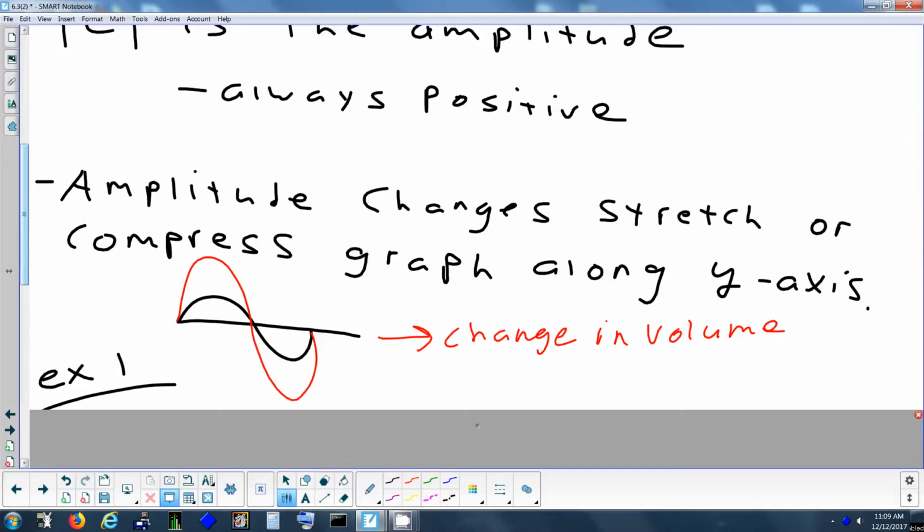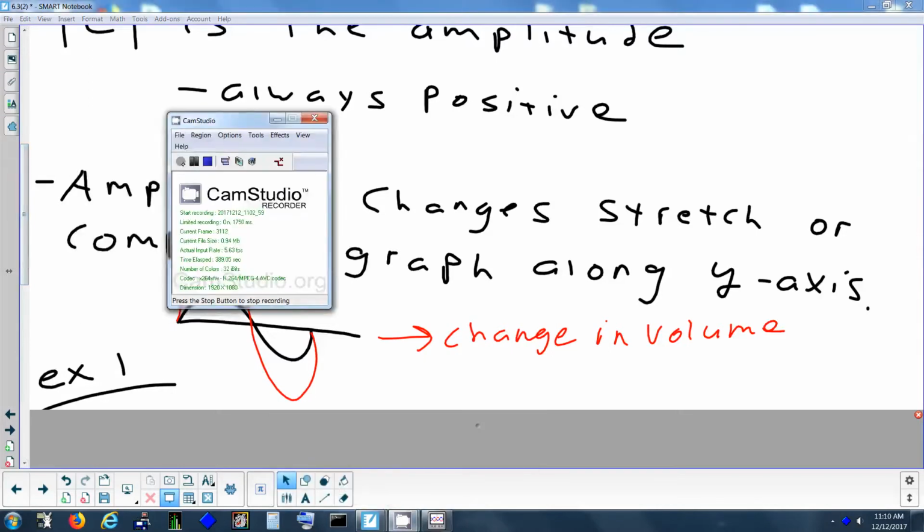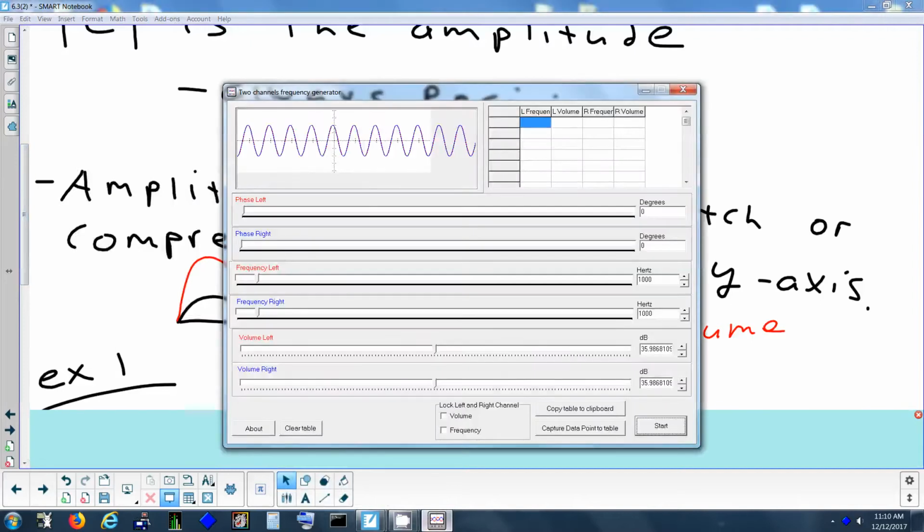Okay, change in volume. All right, so let's try an example of that. So here's a tone that's 1,000 hertz. Just give the speaker a second to Bluetooth. And now what I'm going to do is put the volumes together, so I'm changing the left and the right speaker at the same time, and I'm going to stretch it and compress it vertically.